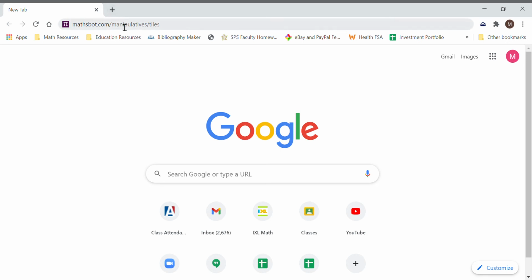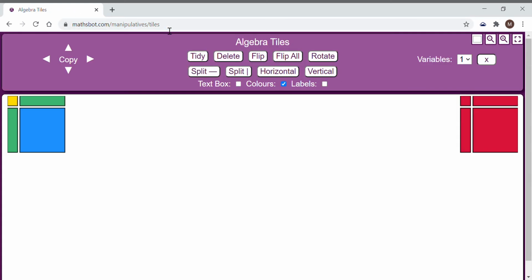Hi students, in this video you'll learn how to use algebra tiles to solve algebraic expressions. The first thing you want to do is type in this URL link, mathspot.com/manipulatives/tiles. You can also find this on the Guide to Core Math 2 spreadsheet. Next, make sure you highlight colors, labels, and then change the variables to 2 variables.